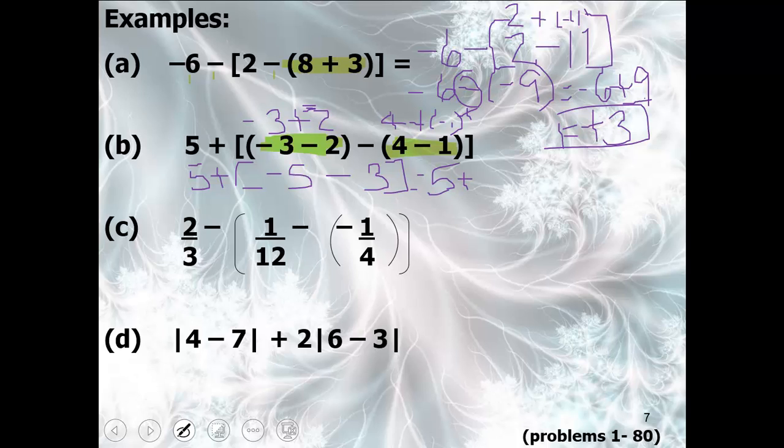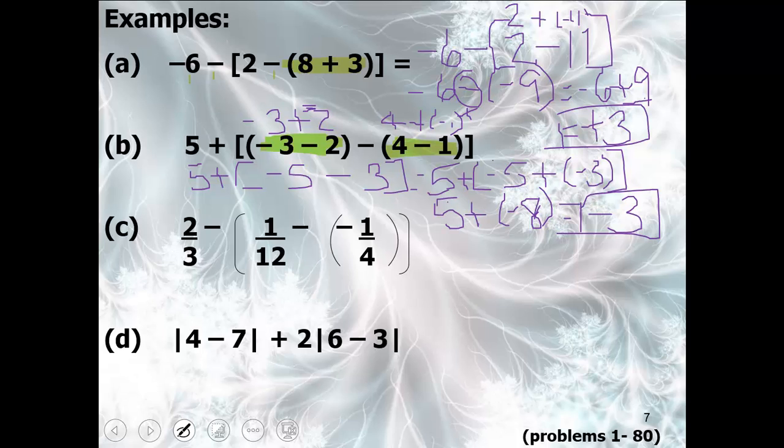5 plus, and now I have negative 5 plus negative 3. And that gives me 5 plus a negative 8. Now, again, I have different signs, so I take their difference. 8 minus 5 is 3, and then I look to see what I have the most of. I have the most negatives, so my answer is negative 3.